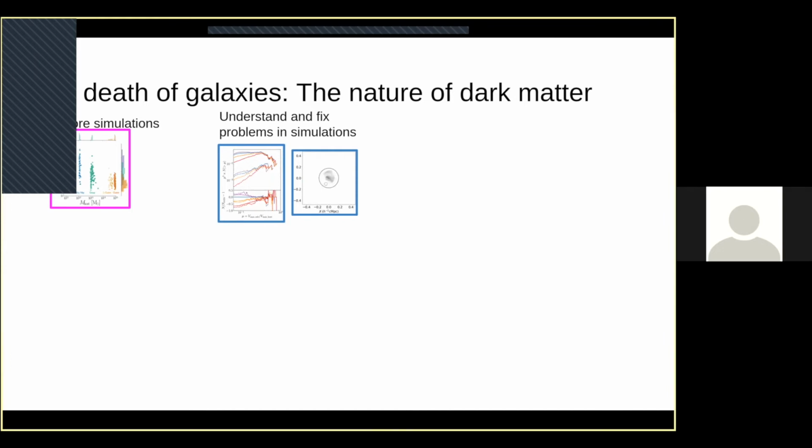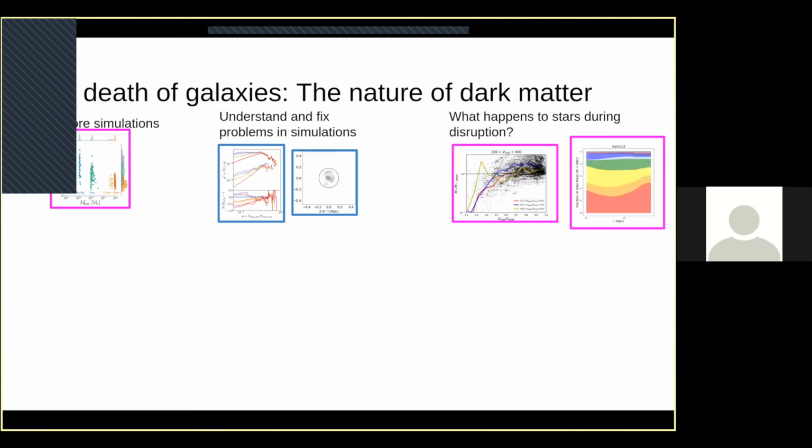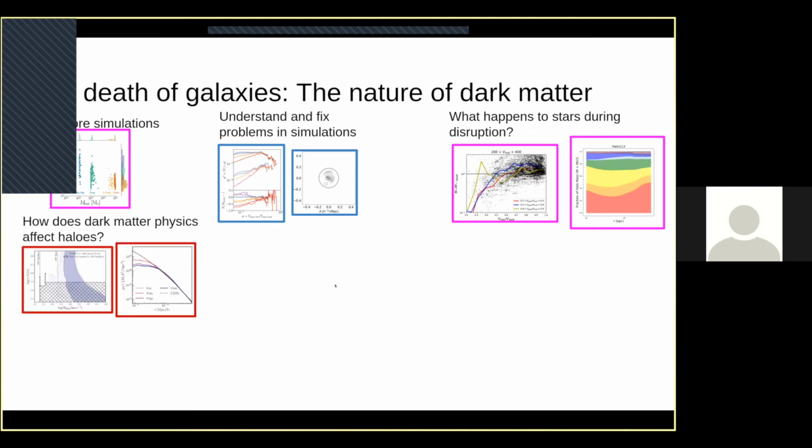You can imagine trying to understand and fix problems in the simulations, identify them, and then try to see if those issues can be fixed, because your ability to predict things about the universe is only as good as your ability to use simulations to make those predictions in the first place. You could try to understand what is happening to those stellar streams, to those stars, as the halos inside of them are disrupting. How closely are those two things connected, and how can you back out information about one from the other?